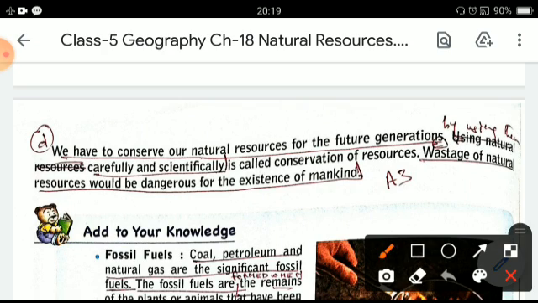We have to conserve our natural resources for future generations. Using these natural resources carefully and scientifically is called conservation of the resources. Wastage of natural resources would be dangerous for the existence of mankind.